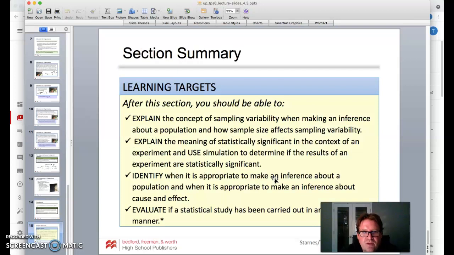All right, so there we go. That rounds up 4.3 in Chapter 4. So again, these are some things that we should be looking at and make sure we know our terminology. And we'll get ready to wrap up Chapter 4.